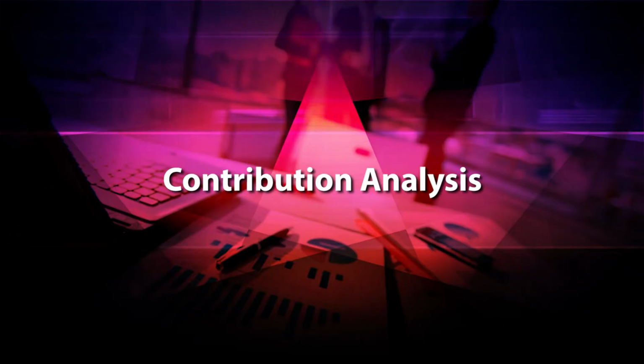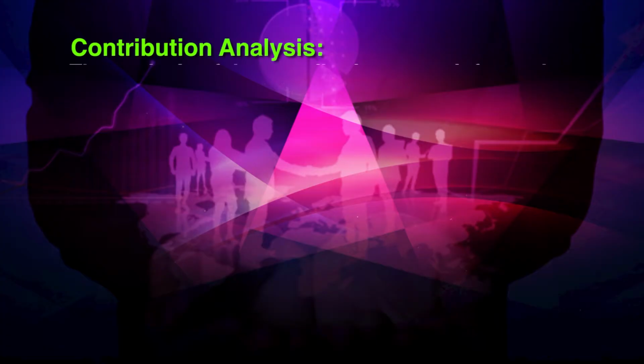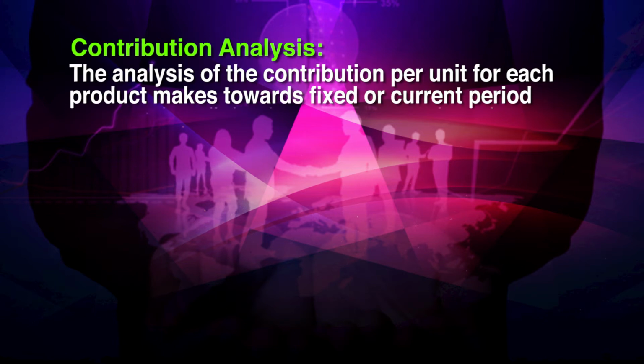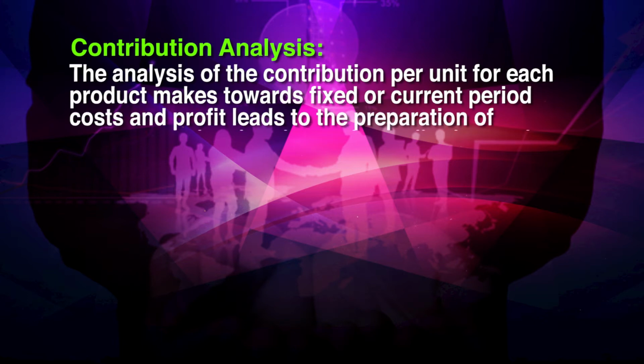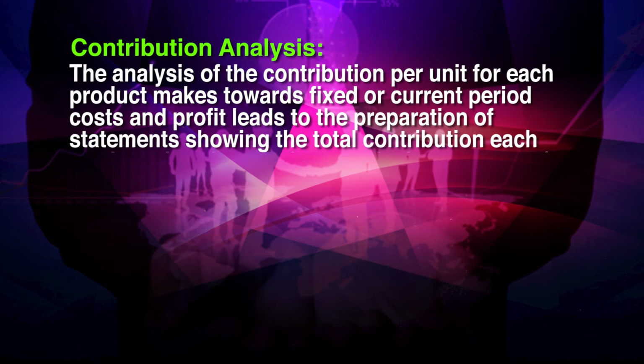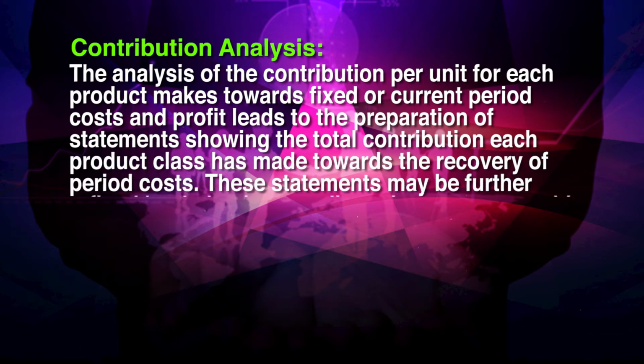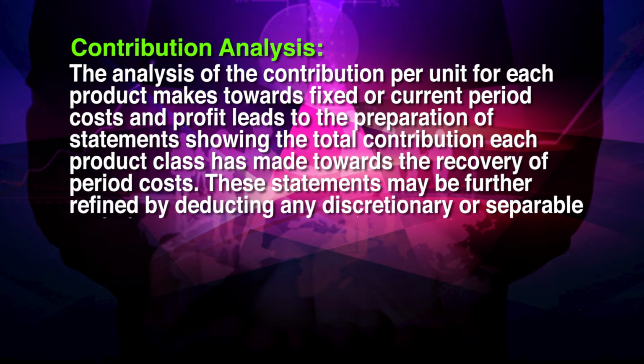Now, let us see what is contribution analysis. The analysis of the contribution per unit that each product makes towards fixed or current period cost and profit leads to the preparation of statements showing the total contribution each product class has made towards the recovery of period cost. These statements may be further refined by deducting any discretionary or separable period cost, that is cost such as annual tooling and product advertising, which should be avoided if the product line were dropped.